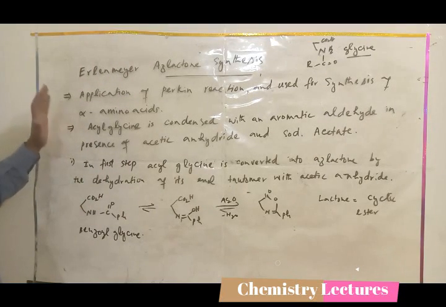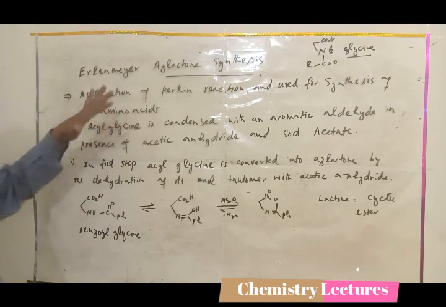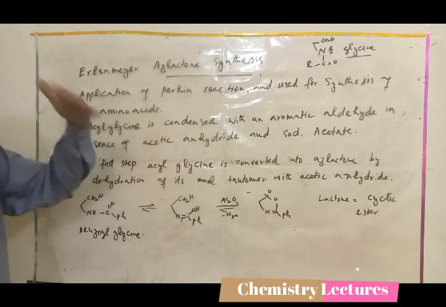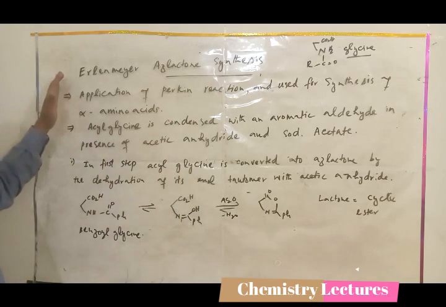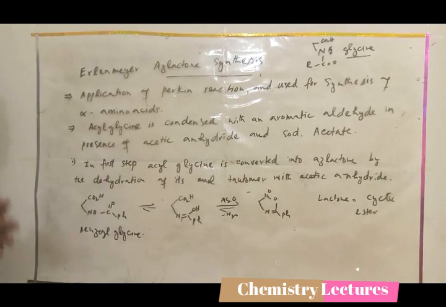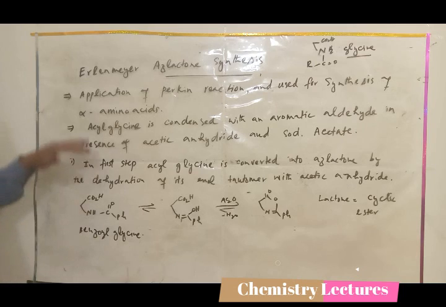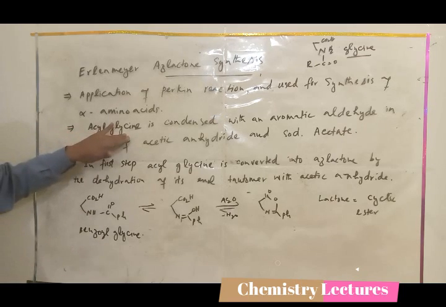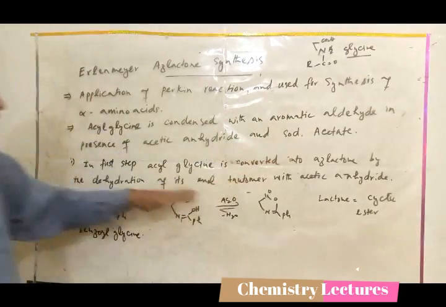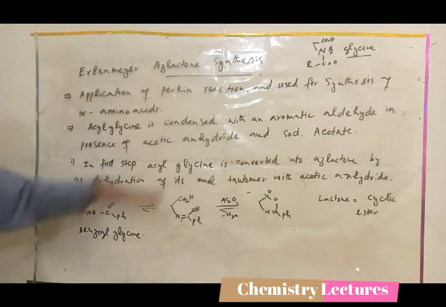So any acyl glycine is condensed with an aromatic aldehyde in the presence of acetic anhydride and sodium acetate to get the product. This type of condensation is called the Erlenmeyer Azlactone synthesis. So what is the Erlenmeyer Azlactone synthesis? In this synthesis, you treat the acyl glycine with an aromatic aldehyde having no alpha hydrogen in the presence of acetic anhydride and sodium acetate.